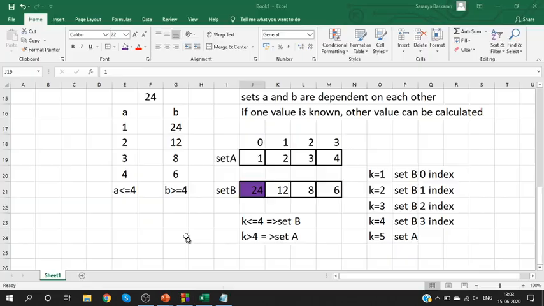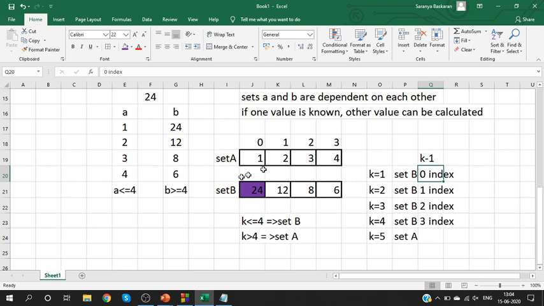No. You need to choose correctly. How can I choose it? If K is 1, access 0th index. If K is 2, access first index. If K is 3, access second index. So generally, K minus 1th index. Can you understand this? Yes.